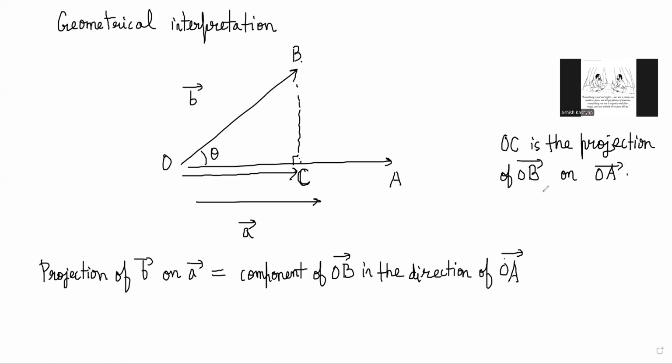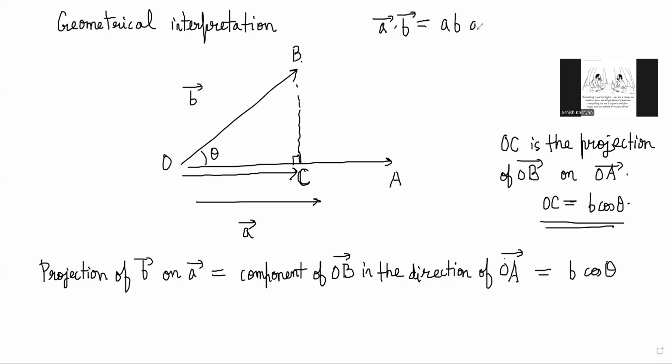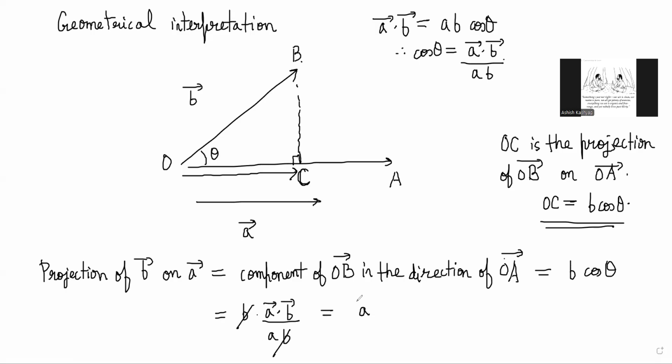And the OC length is what we want to capture. The OC length can be seen clearly from this right angle triangle as B cos theta. OC is B cos theta clearly. So the projection is equal to B cos theta. And how do I write cos theta here? We can say that A dot B was equal to AB cos theta. Therefore, cos theta is equal to A dot B divided by AB, right? So what is B cos theta? It will be B into A dot B divided by AB. And now this B and this B get cancelled and this becomes A dot B divided by A, right?